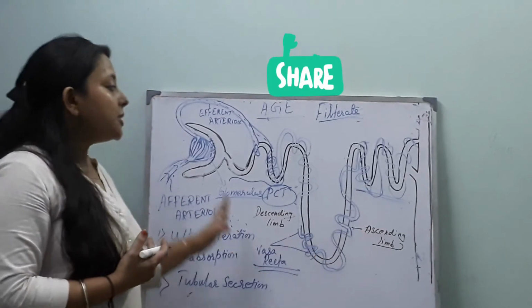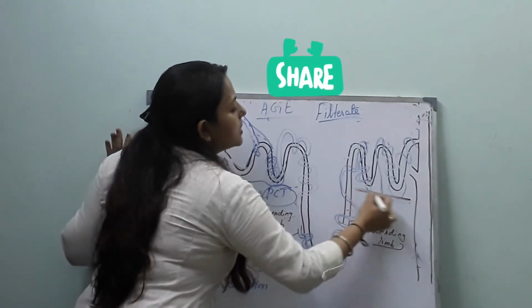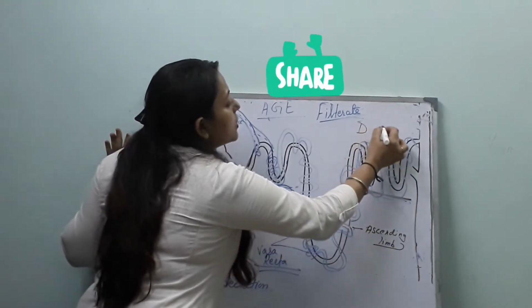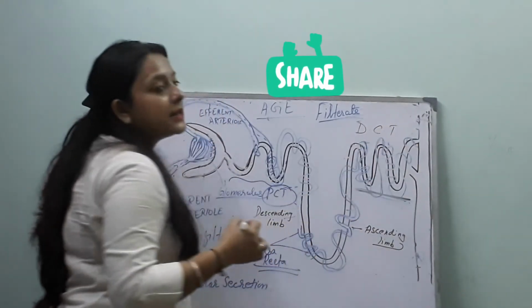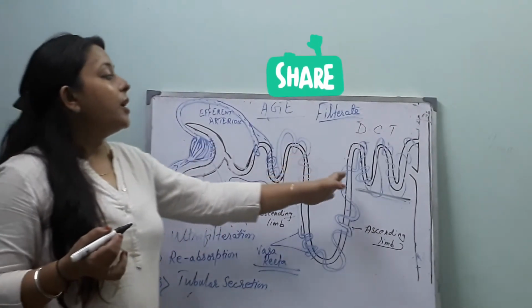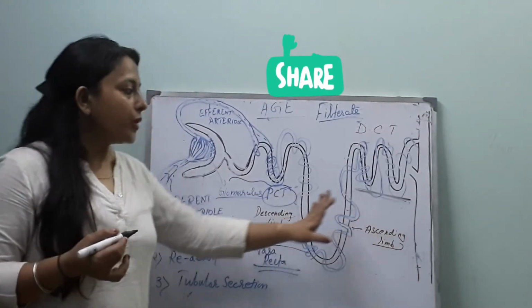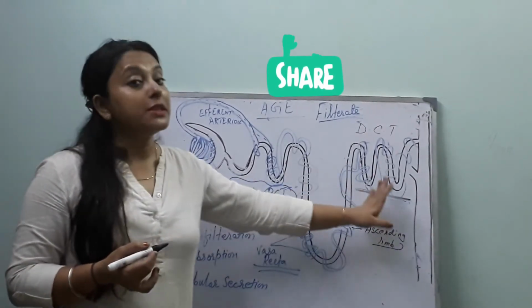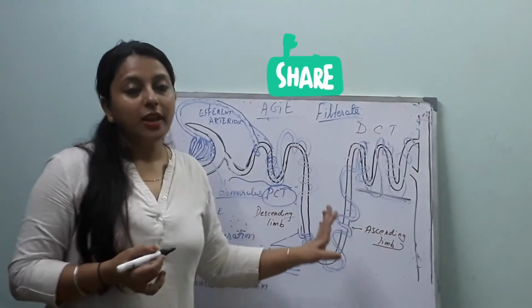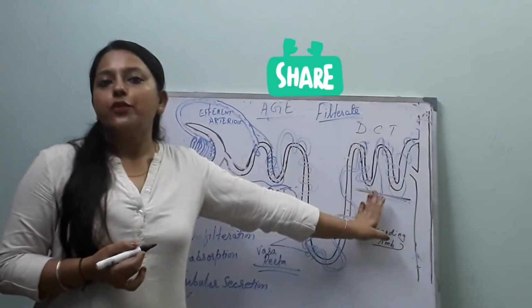Okay. After that, what happens? The filtrate enters this part, which is called the distal convoluted tubule. Here the maximum amount of water and ions is reabsorbed. That means 80 to 85% of urine is reabsorbed again from the proximal convoluted tubule to the distal convoluted tubule.